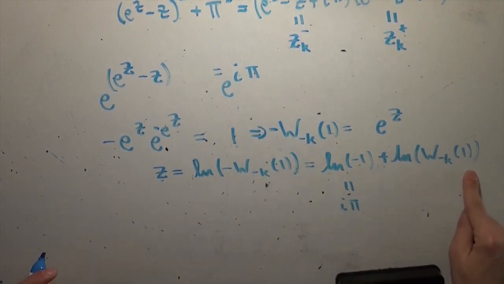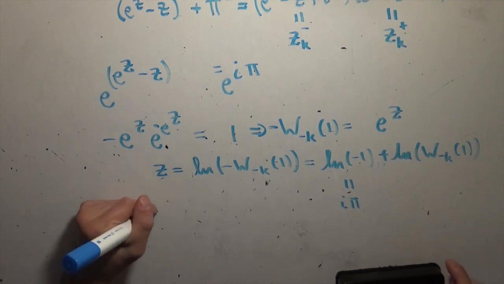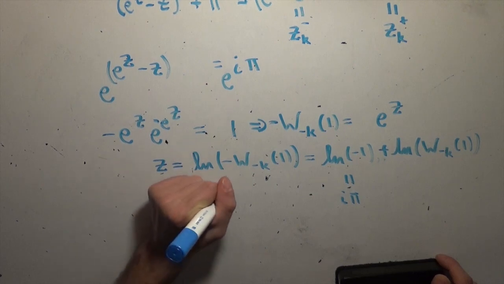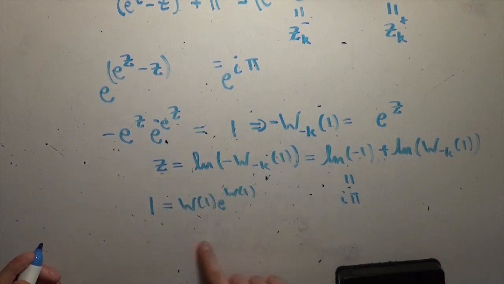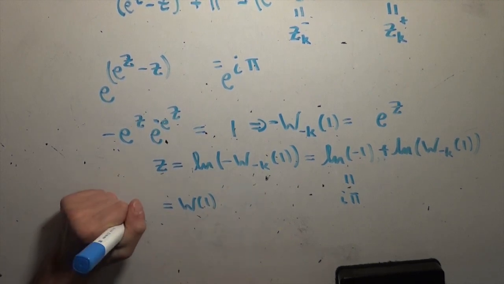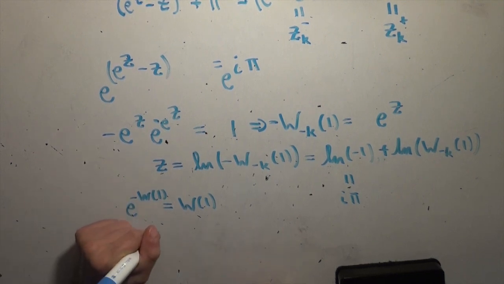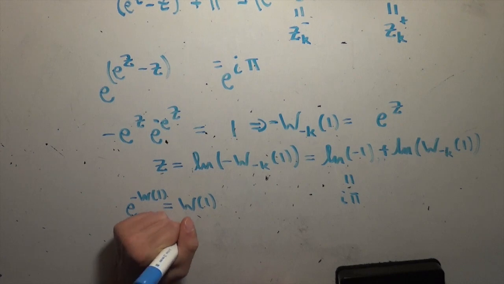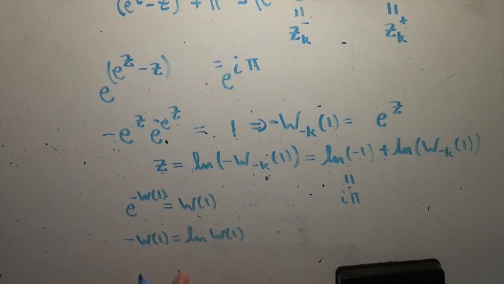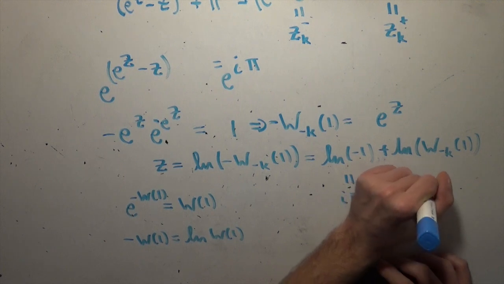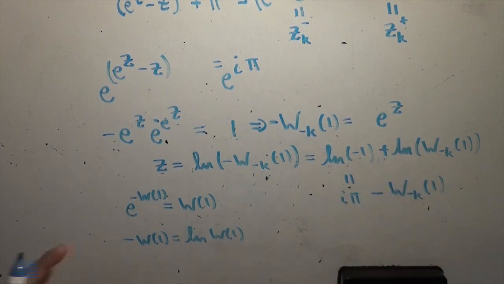And what is this expression here? Well, we know that w of 1 is particularly the number that solves this equation. So 1 equals w of 1 times e to the w of 1. So if we divide e to the w of 1 over to the other side, so we get e to the minus w of 1, and then take the logarithm of both sides, we get negative w of 1 is equal to log of w of 1. So we can just replace log of w of 1 here with negative w of 1. So this is minus w sub negative k of 1, right? So we're just utilizing the facts that we know about the Lambert W function to simplify these expressions.